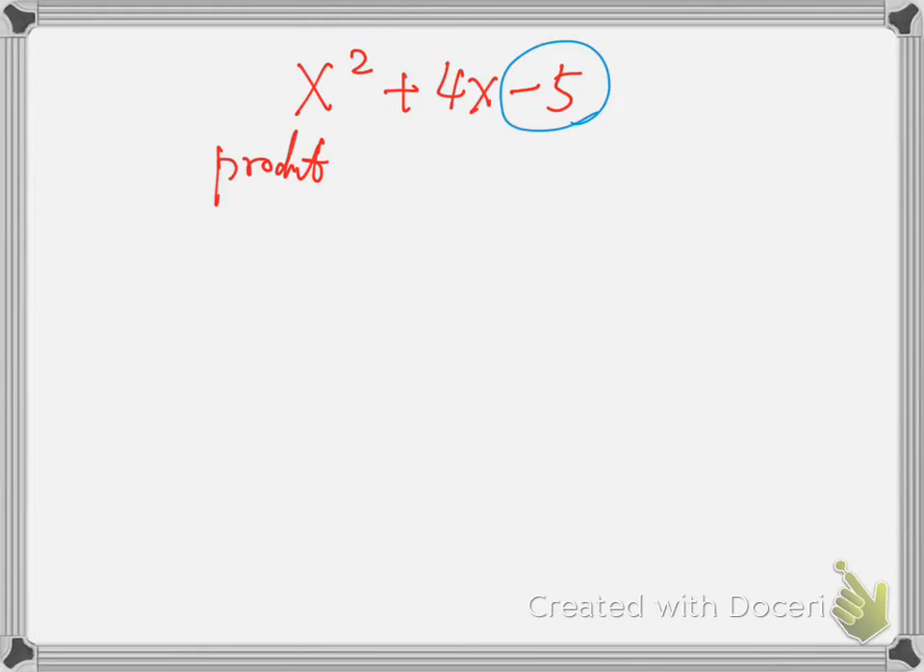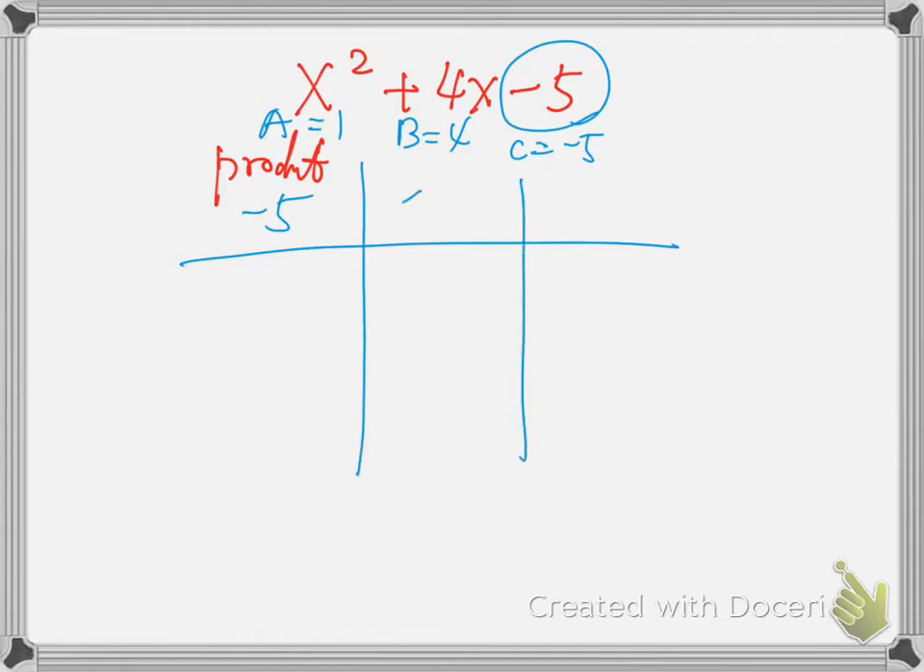One more example. x squared plus 4x minus 5. Product. What's the product? This part, C, right? This is the product. C is negative 5. B is 4. And A is 1. So the product we need is negative 5. So this is harder, right? This is harder. S and T.